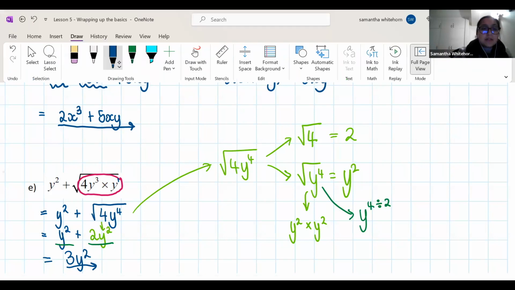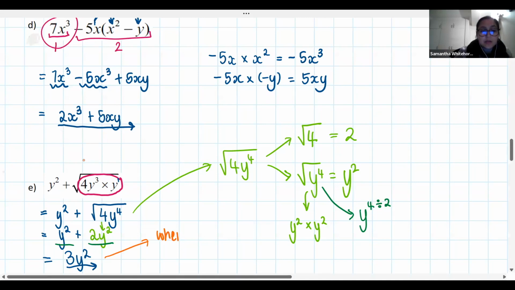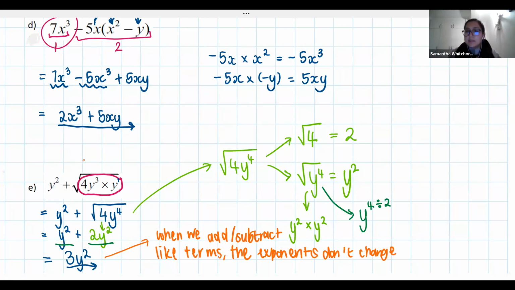Remember, when we add or subtract like terms, we do not change the exponent. So the exponents stay exactly the same. And the reason for that is, guys, you're adding and subtracting. You can't add apples and apples squared. You want apples and apples. If you add y squareds and y squareds, you end up with y squareds. We don't change anything about the variable.